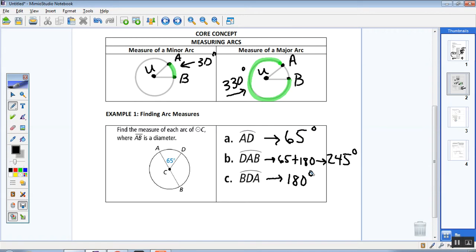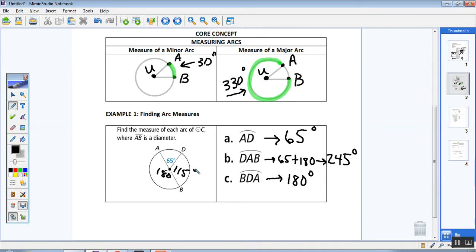Sometimes it's beneficial for me to go into the circle and just label them. Say, well, if this is a straight line, over here is 180 degrees, and I know that this would be 180 minus 65 in here, which is 115 degrees. That helps me a lot if I go in there and label them all and then start adding them up.